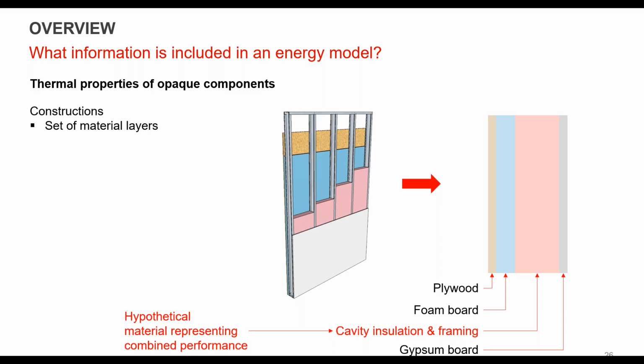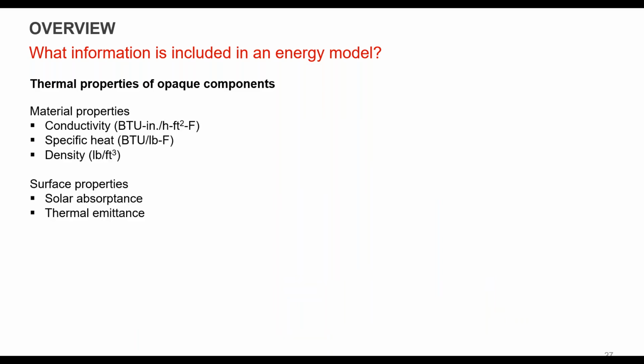But the constructions generally are just a set of material layers, and each one of those materials has a conductivity, specific heat, and density associated with it. So again, a lot of tools will have a database that has certain properties, or if you want to create your own, you can do that. You can create your own custom sort of makeups. But you also need to be aware that the solar absorptance and how much actual radiation is being emitted from materials is also fairly critical, particularly if you have high mass surfaces, or high solar gain areas.